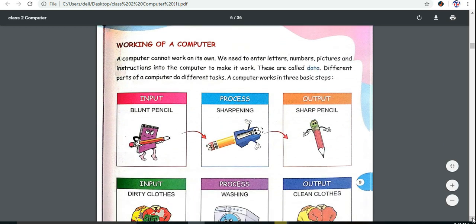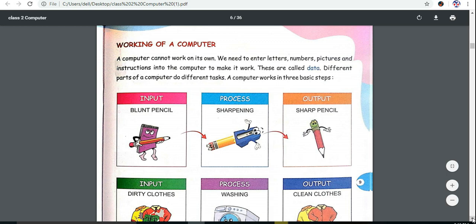First we will have our reading. Working of a computer. A computer cannot work on its own. We need to enter letters, numbers, pictures and instructions into the computer to make it work. These are called data. Different parts of computer do different tasks. A computer works in three basic steps.